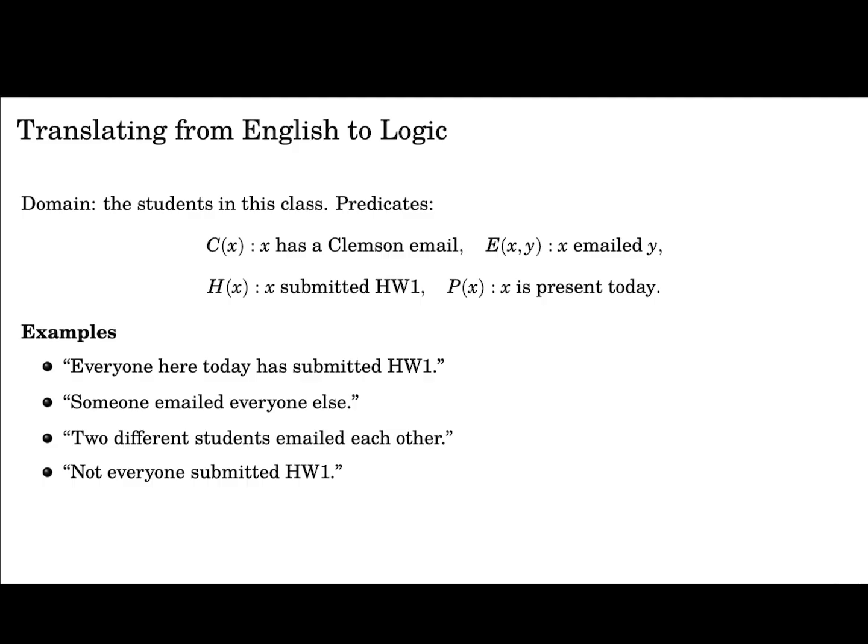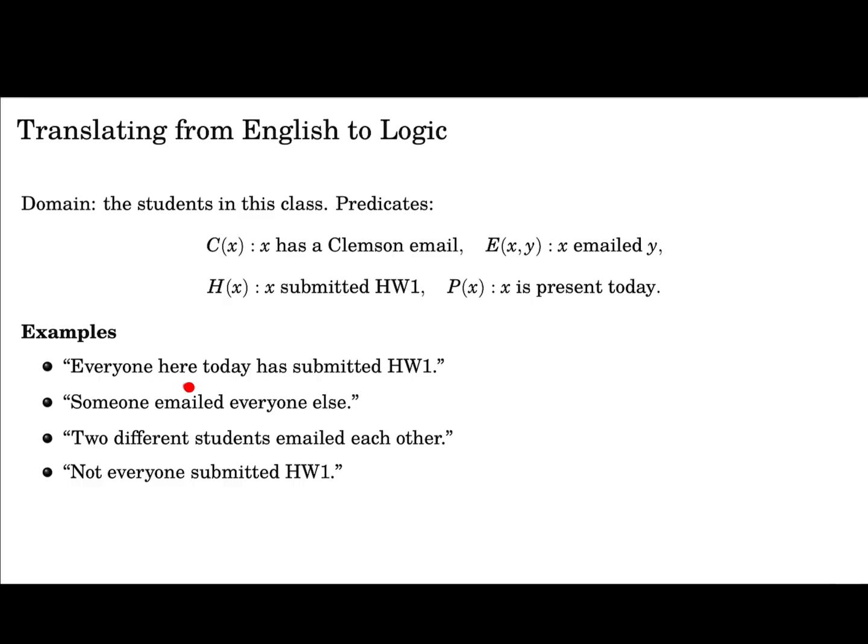Of course, that will depend on the statements that you're making, but for these statements, we'll be using the following predicates. So C of X will be X has a Clemson email. Again, the domain is the students in this class, and it's whether X has a Clemson email. E of X,Y will be X emailed Y. So student X emailed student Y. H of X will be X submitted homework 1. And P of X will be X is present today. Okay, so our goal is to write this in pure logic, with pure logic notation.